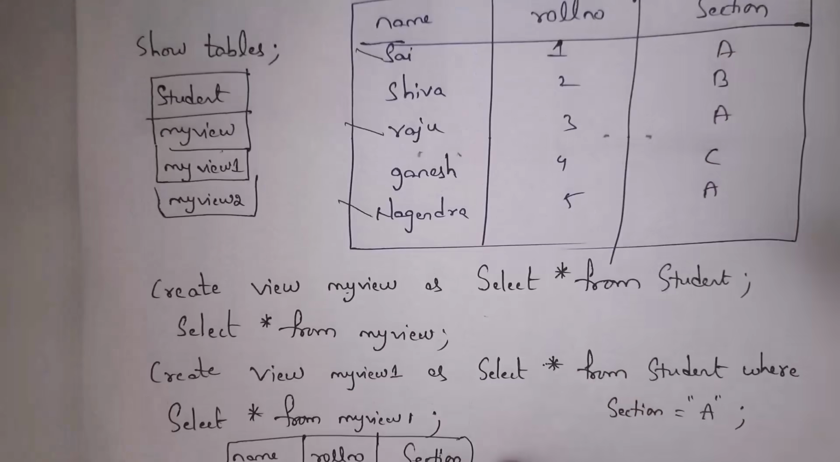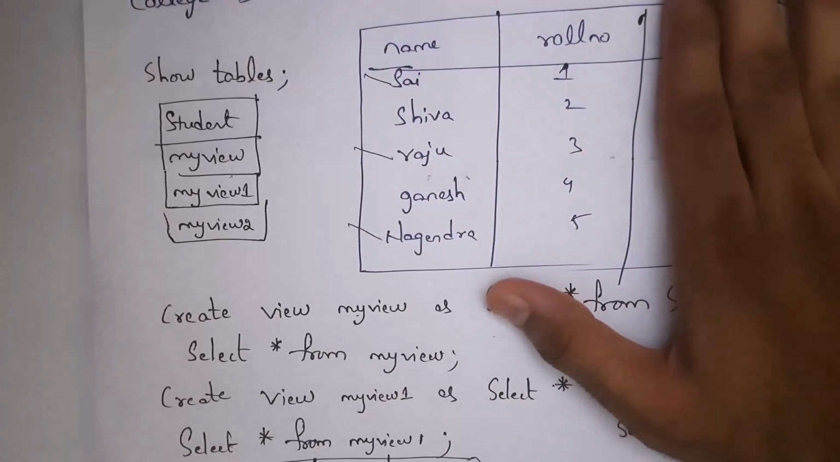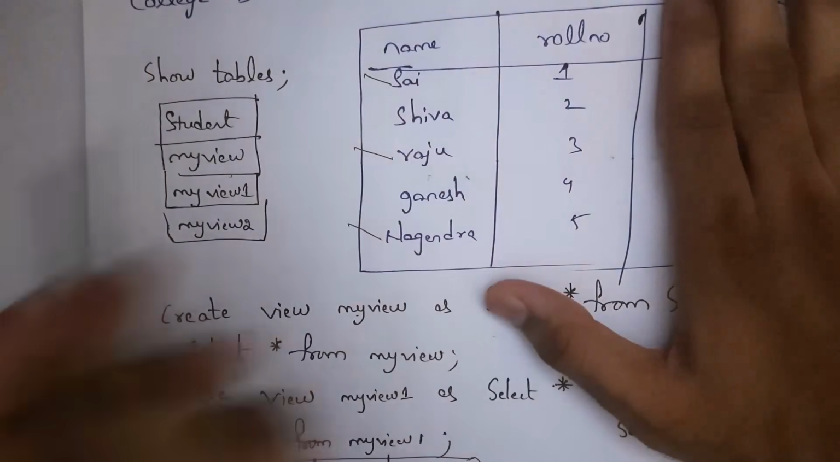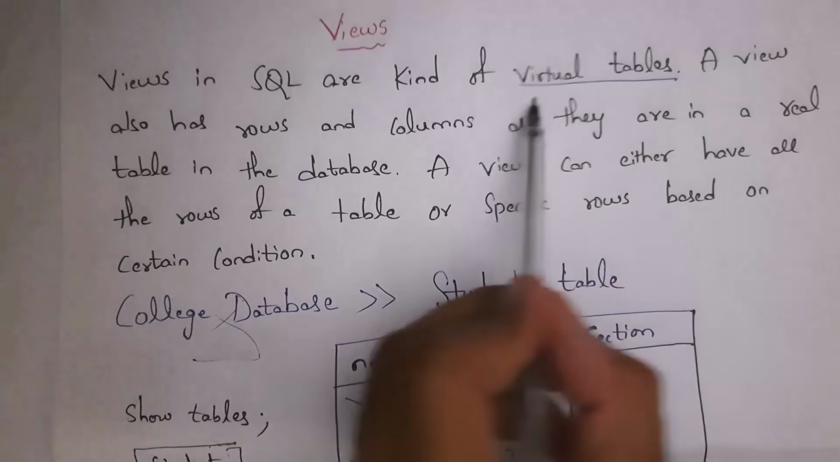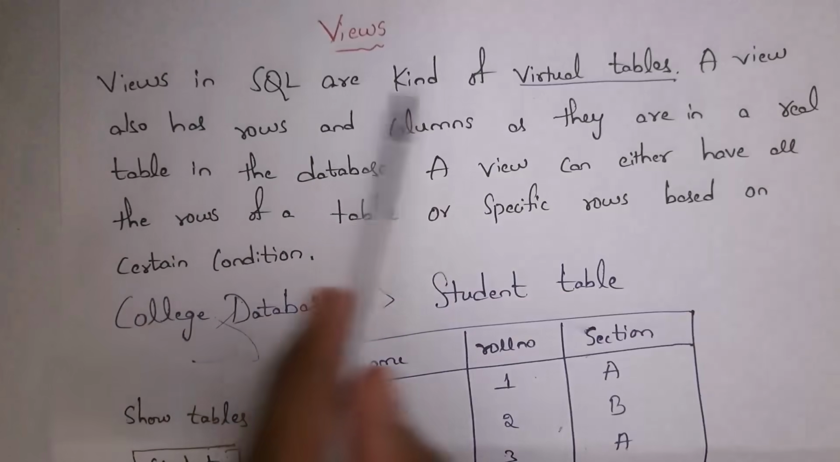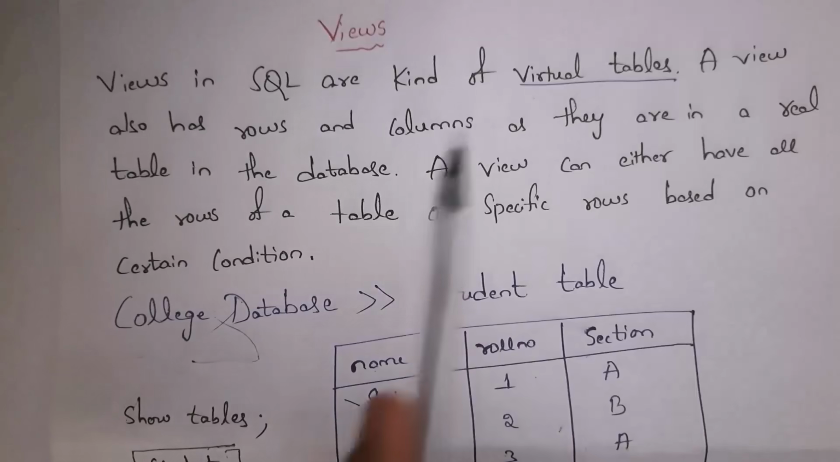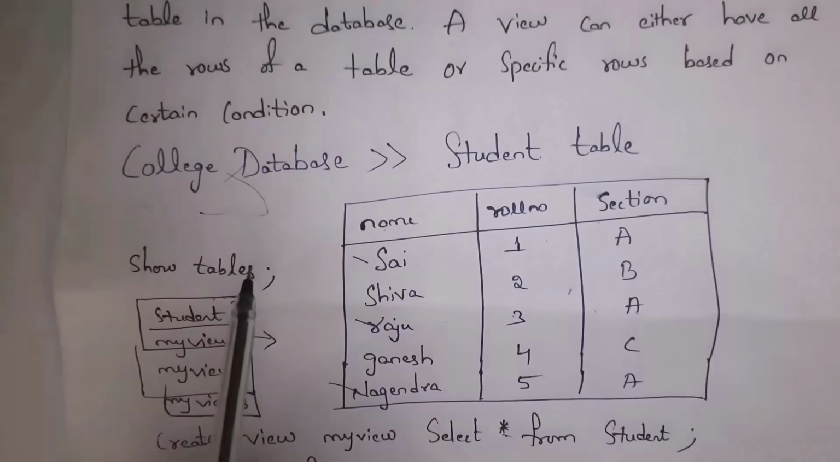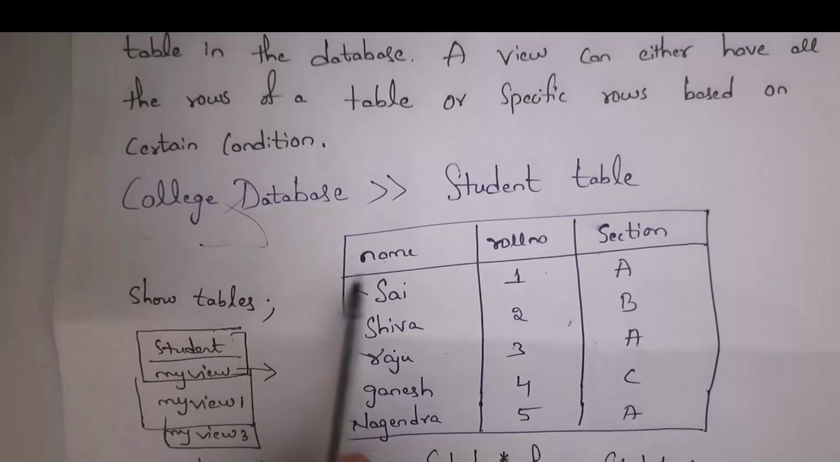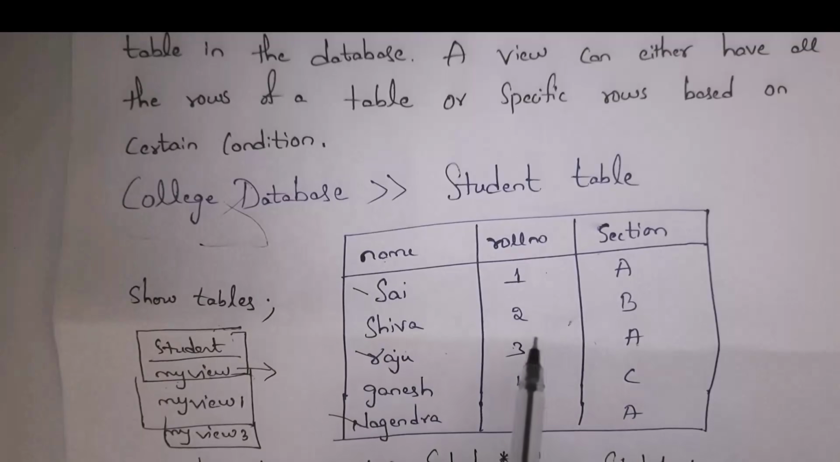This is my output. It will skip the section column and it will display only name column and roll number column. So this is my output. Views are nothing but they are simply virtual tables. A view also has rows and columns as they are in a real table in the database. Guys, same like tables, views also contain rows and columns. Based on given condition, view can contain all rows or it can also contain only specific rows. It all depends on condition.